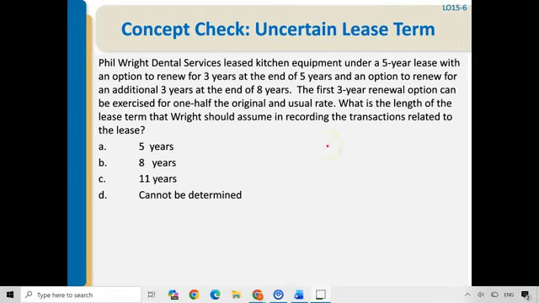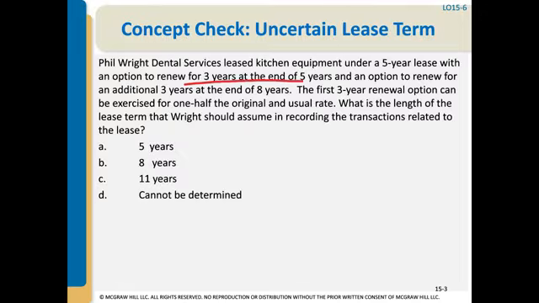Let's go through a quick example. Fill-Rite Dental Services leased kitchen equipment under a 5-year lease with an option to renew for 3 years at the end of the 5 years. So let's just write this out. We have a 5-year lease. I'm going to say 1, 2, 3, 4, 5.